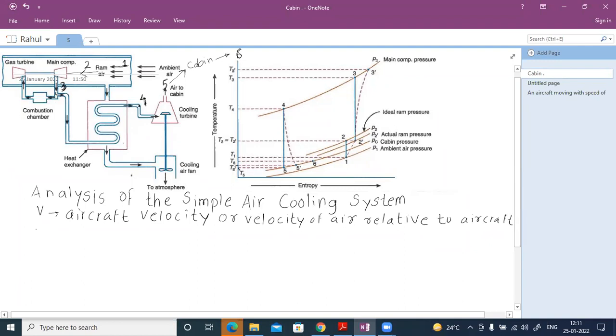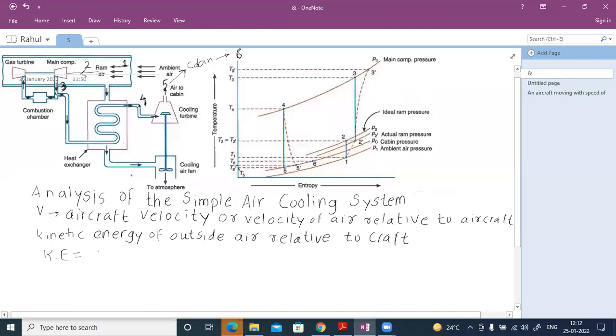So I'll just write down now: kinetic energy of outside air relative to the aircraft. I need to calculate what kinetic energy the outside air is possessing. So how to calculate kinetic energy, all of you know. Kinetic energy is given by half into m v square, right? What is the basic formula? It is half into m v square.